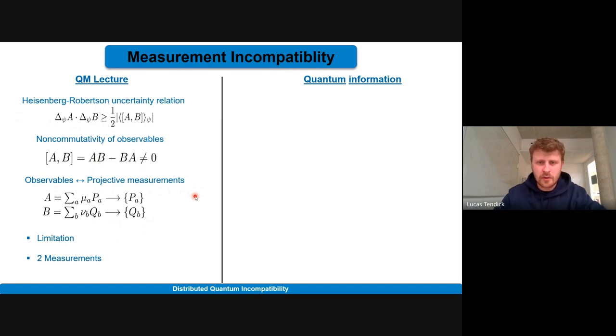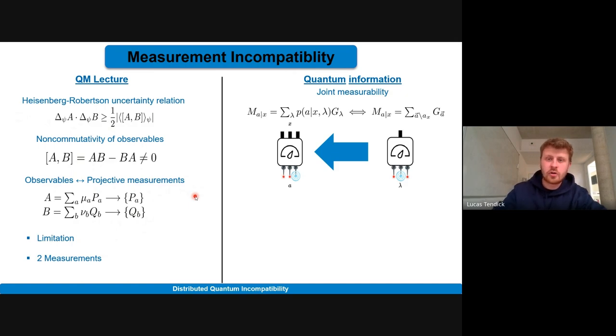Now in quantum information, we have quite a different view of this. We look at this in terms of joint measurability. For joint measurability, we have some POVM effects, M(a|x), where a is the outcome and x is the input, and we say the set is jointly measurable if we can simulate it by a parent POVM G(lambda), where after obtaining the outcome lambda, we just output a with some probability given that we know this label x, which we want to simulate.